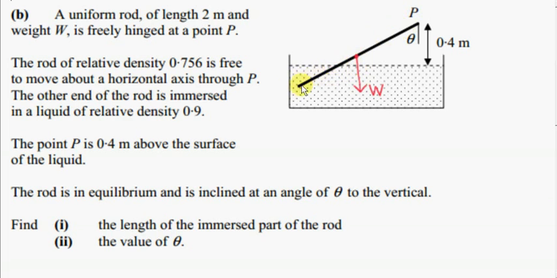Now we have a part of the rod that's immersed in the liquid. The liquid exerts a force on this part of the rod, the buoyancy force, which we know is vertically up, and we will show this force acting at the center of the part that's immersed, which is about here. Let's call the length of the immersed part of the rod x.